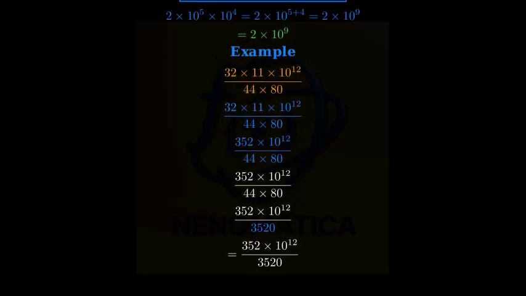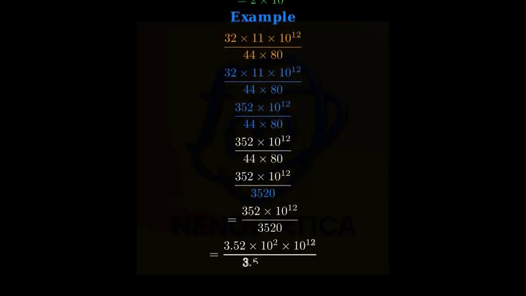Now, we can simplify the fraction. We can rewrite this as 352 times 10 to the 12th power divided by 3,520. Let's factor out common terms in the numerator and denominator. We can express this as 3.52 times 10 to the second power divided by 3.52 times 10 to the third power, all times 10 to the 12th power.